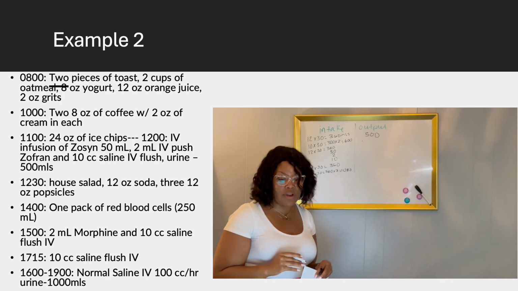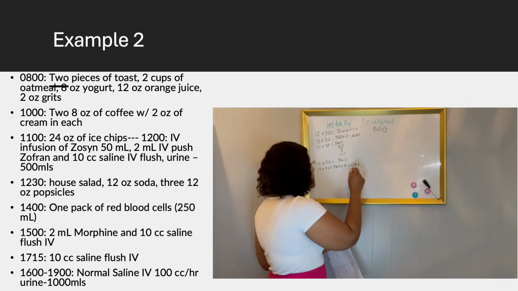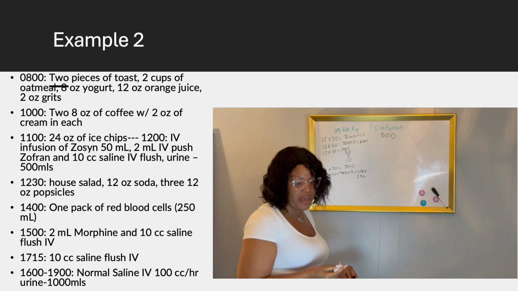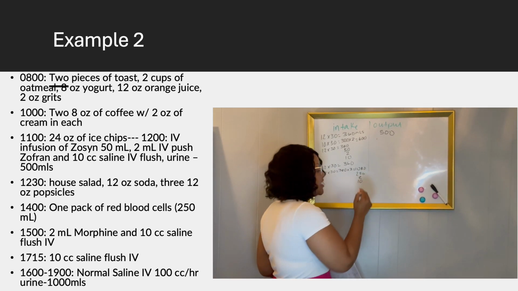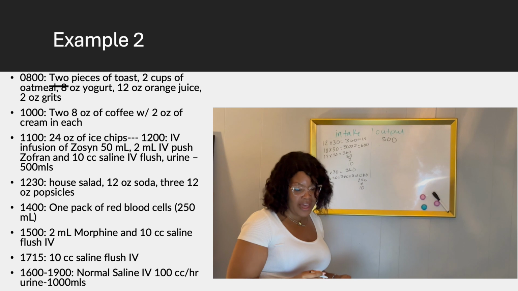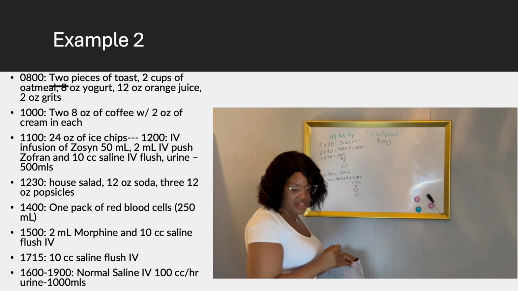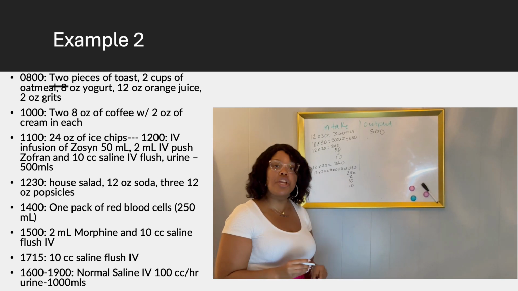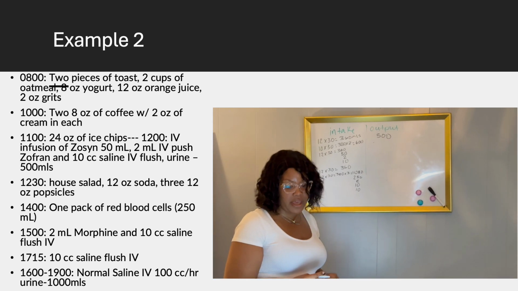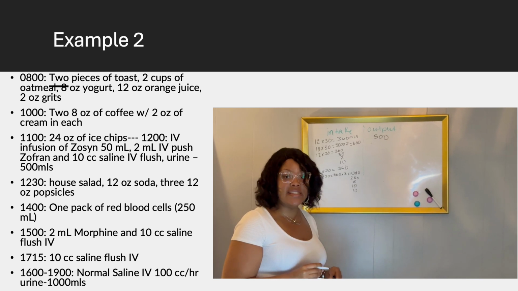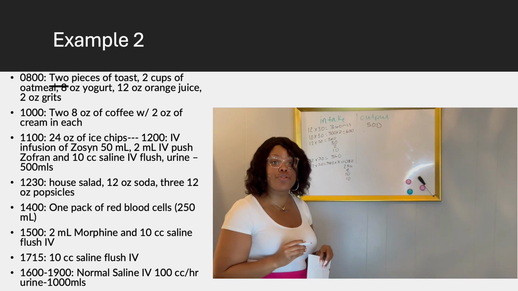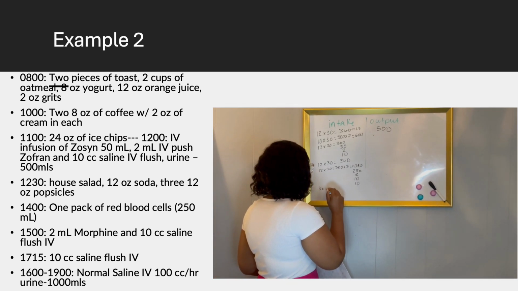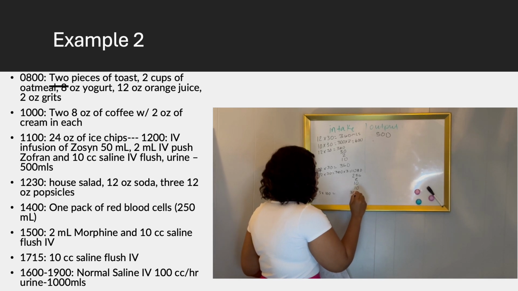Then they had 1 pack of red blood cells, which was 250. Then the patient had a morphine injection, which was 2 mLs. And then they had a 10 cc flush. All right. After that, they had another 10 cc flush. And then at 1600 to 1900, the patient had a continuous IV fluid of 100 mLs per hour. From 16 o'clock to 19 o'clock is 3 hours, so we do 3 times 100, which gives us 300 mLs.